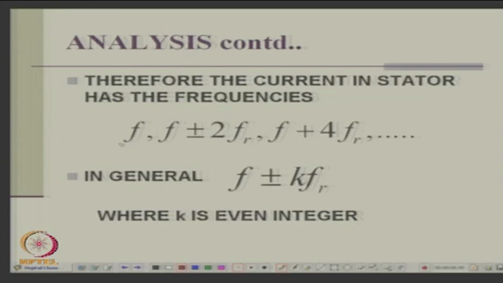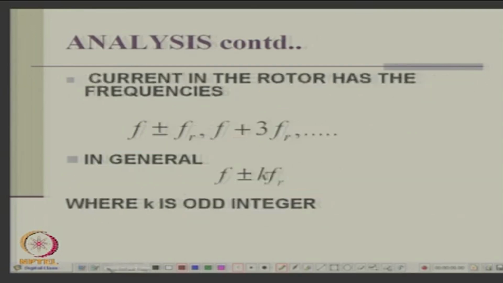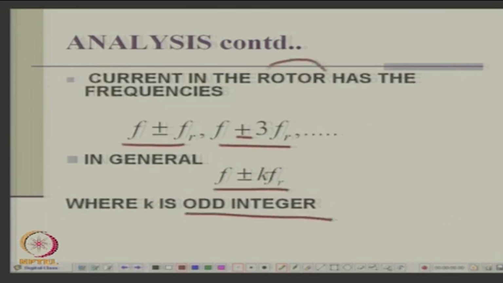Then we discovered it will be F, F plus or minus 2Fr, F plus or minus 4Fr, F plus or minus KFr in the stator winding. And similarly, we said it will be F plus or minus Fr, F plus or minus 3Fr, F plus or minus KFr, where K is odd, in the rotor winding. Is it clear up to this point? This is how different currents are induced when there is an asymmetry in stator and rotor.